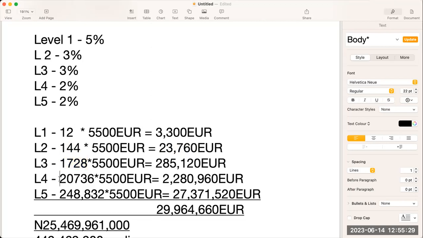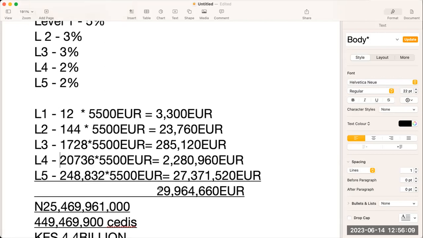Now at level four, the thing gets crazy. Level four, you now have 20,000 plus people there. You multiply by 5,500 euro, of which you take 2%. Now, all these are the percentages, it's not the multiplication. So 20,000 times 5,500 is much more than 2 million, but if you do the 2% of that, it gives you 2,280,960 euros. At level five, this bonus stops. That is 248,000 people multiplied by 5,500. 2% of that gives you 27,371,520 euro. Total of that gives you 29.964 million.